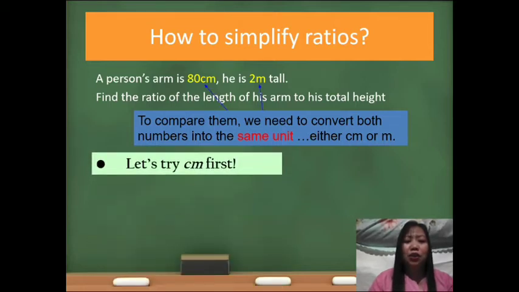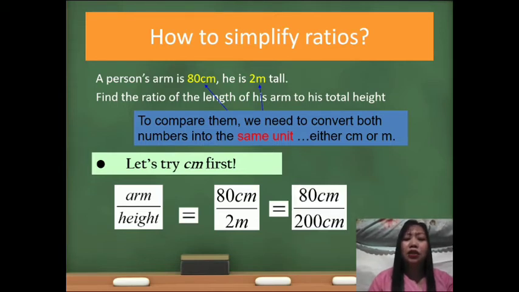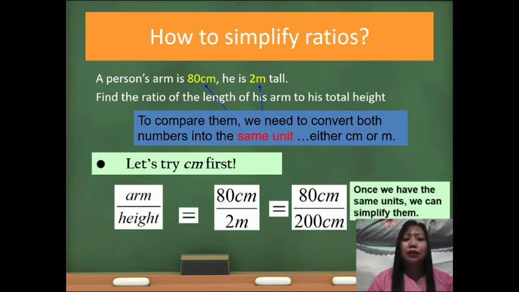Let us try centimeters first. Arm over height is equal to 80 centimeters over 2 meters, which is equal to 80 centimeters over 200 centimeters. Why 200 centimeters? Because in every 1 meter, we have 100 centimeters. So 2 times 100 is 200 centimeters. Once we have the same units, we can simplify them.